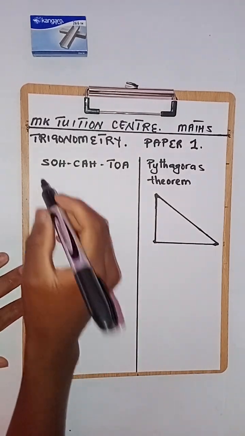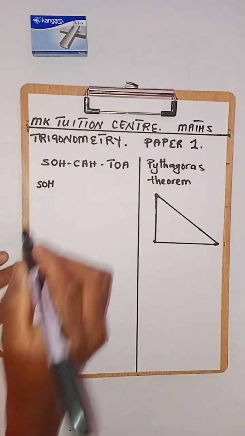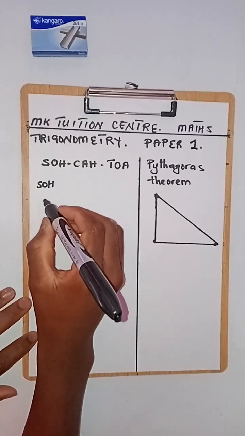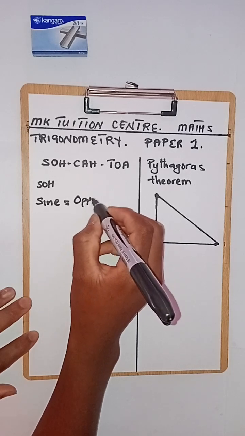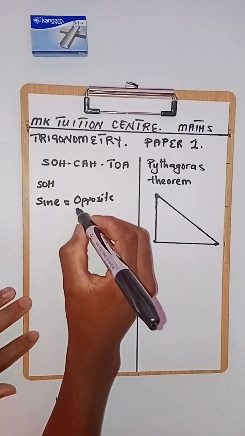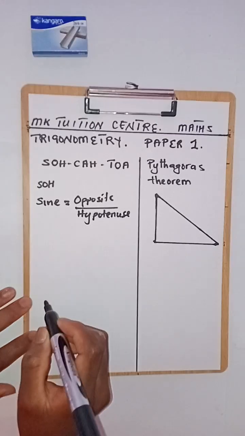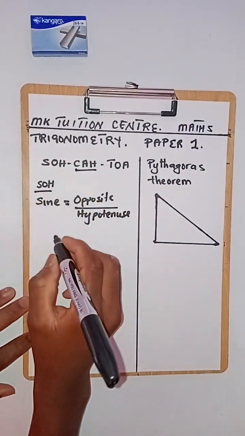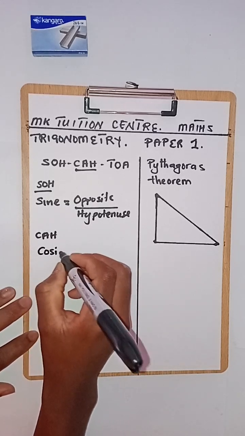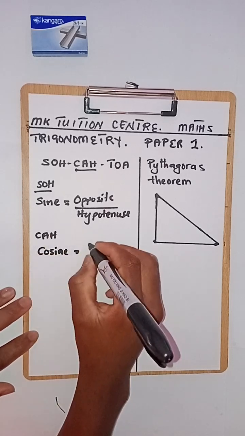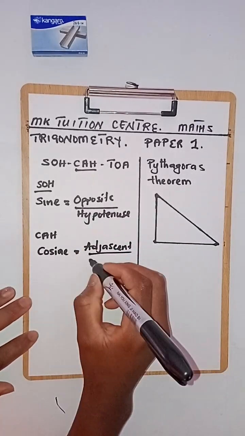SOHCAHTOA means this. So the S is for sine. Sine is equal to O, opposite, and then H, we have hypotenuse. Let's go to CAH, just like that. C is for cosine. Cosine is equal to A, adjacent, and then H is for hypotenuse.